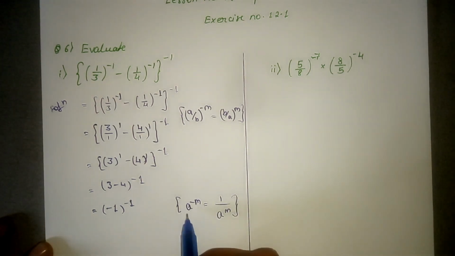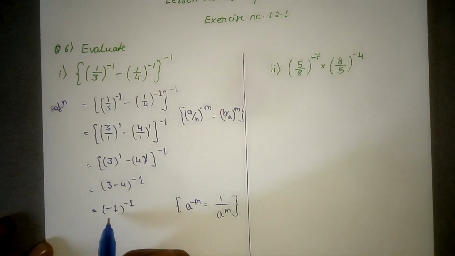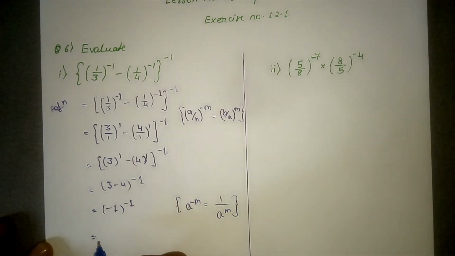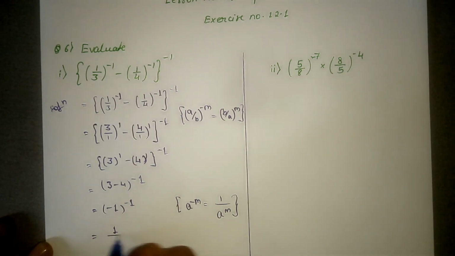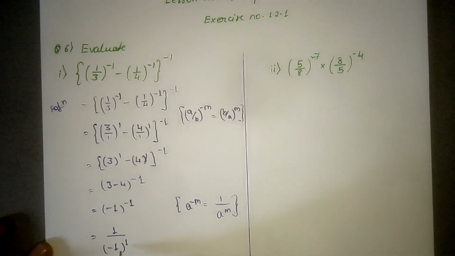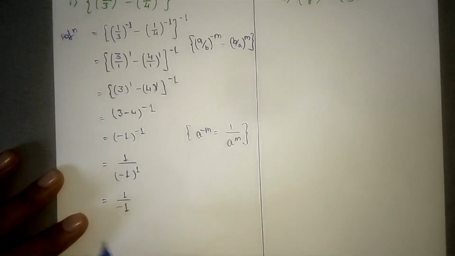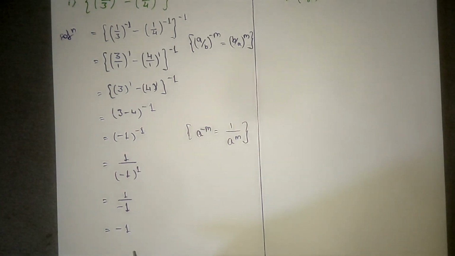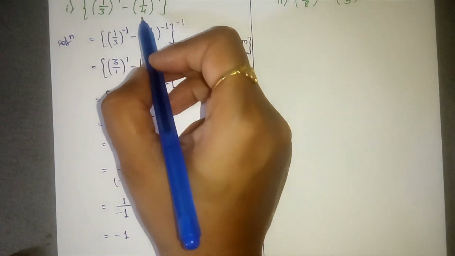So here we consider a as minus 1 and minus m as minus 1. So it can be written as 1 upon (minus 1) whole raised to the power 1. And if the exponent is 1, we can write it as 1 upon minus 1, and 1 upon minus 1 equals minus 1. So this is how we got the answer for this given expression.